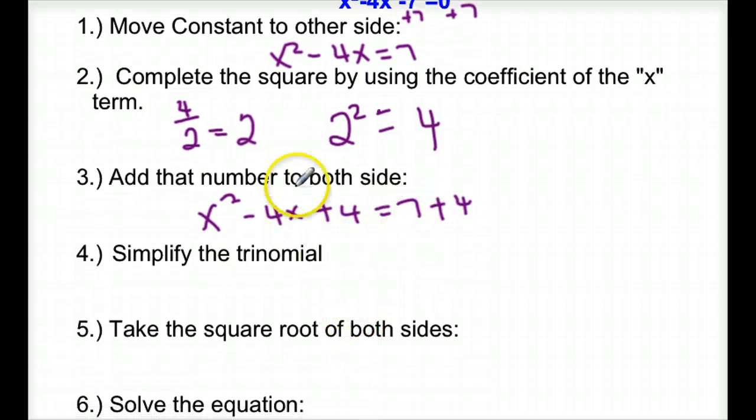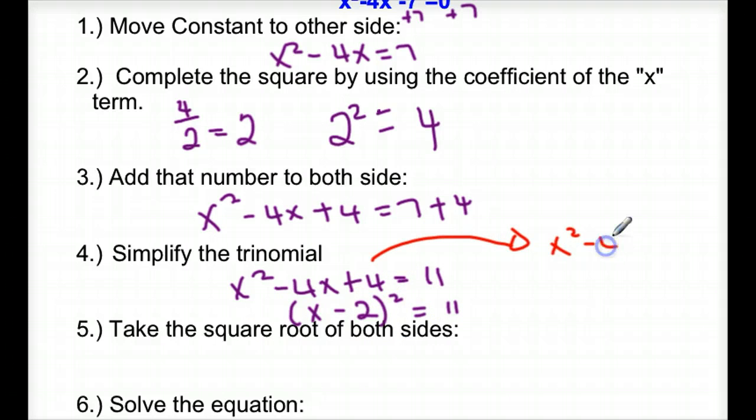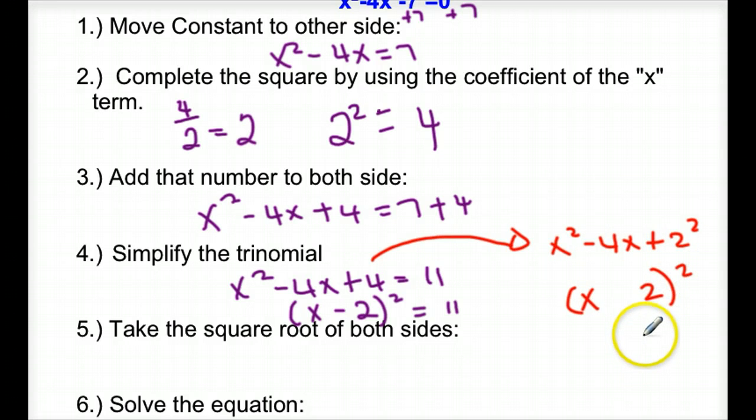Then I'm going to simplify my trinomial. So this becomes x squared minus 4x plus 4 is equal to 11. Good. Now that I have this, I know that this is a perfect square trinomial. So this will be worked out to be x minus 2 squared is equal to 11. How did I get this x minus 2? As a quick review, this can be written as x squared minus 4x plus 2 squared. I know 1 times 2 is 2, 2 times 2 is 4. I know it's going to be an x, a 2, and something squared, just like the examples before. In front of my 4x it's minus, so minus goes in the middle.